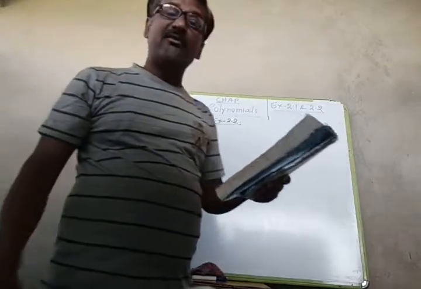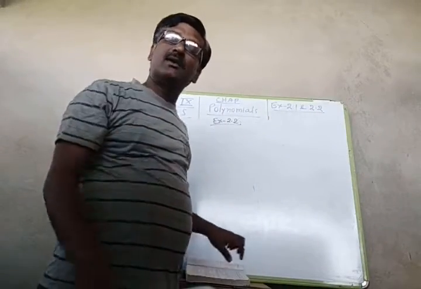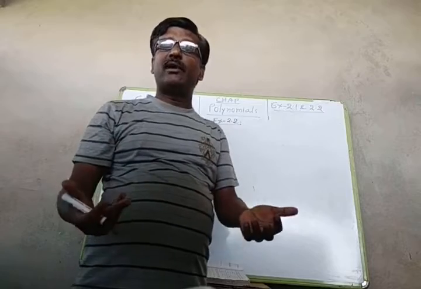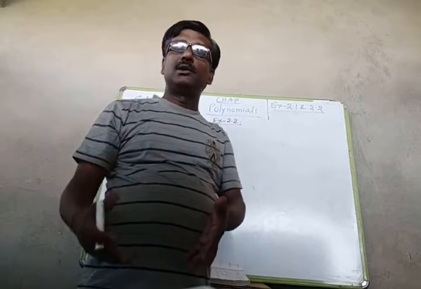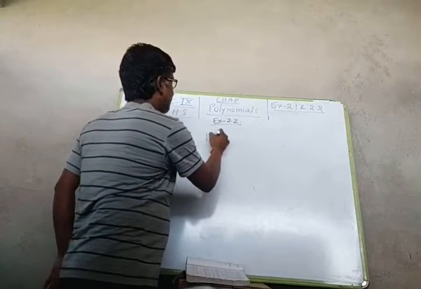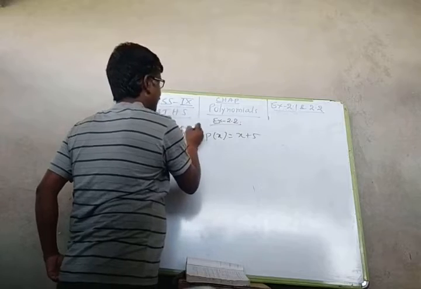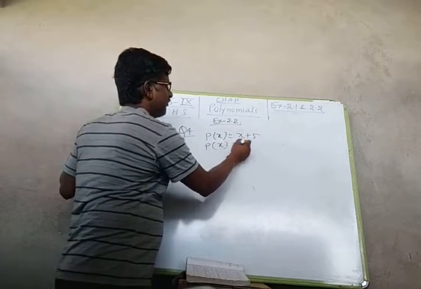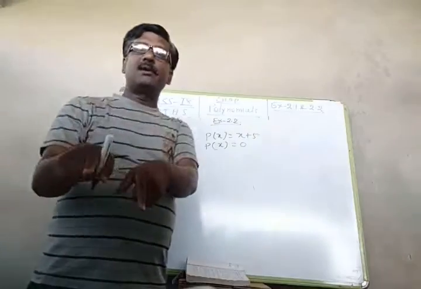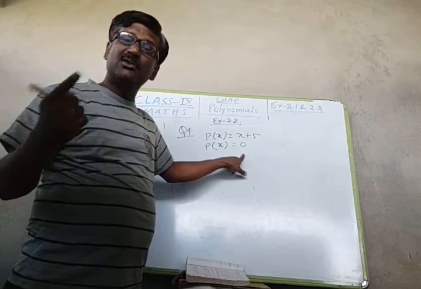Just take one question. This is question number 4 of exercise 2.2. And the question is: find the zeros. P(x) is equal to x plus 5. A zero is defined as the real number which converts a polynomial to zero. And the question is given: P(x) is equal to x plus 5. This is question number 4. And we take P(x) equal to 0. As you have understood, when any number makes it 0, then that number is its zero.